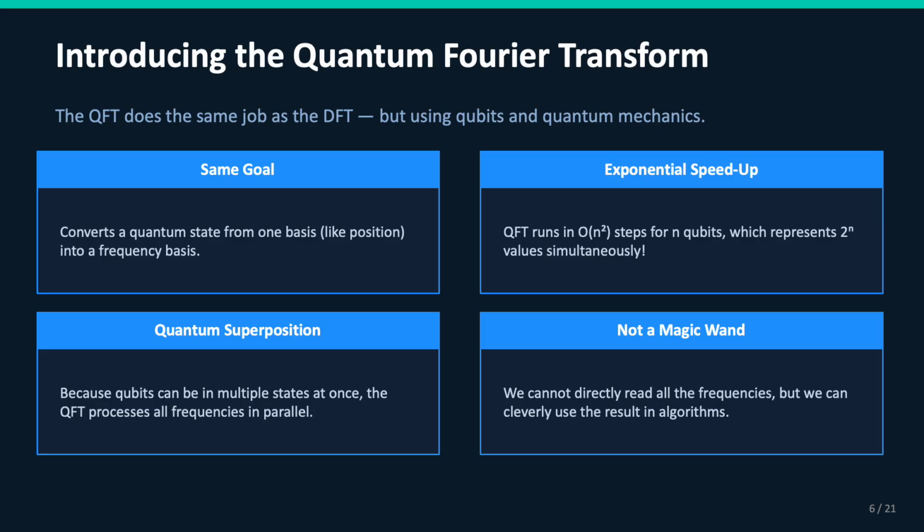However, there is an important catch we'll return to later. You cannot simply run the QFT and then read out all the frequency values, because measuring a quantum state collapses it to just one outcome, as we discussed earlier. The real power of the QFT comes when using its outputs as a step inside a larger algorithm that is specifically designed to extract the answer we need without throwing away the quantum advantage.